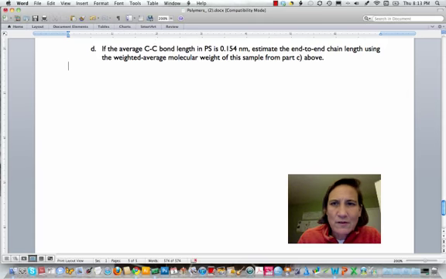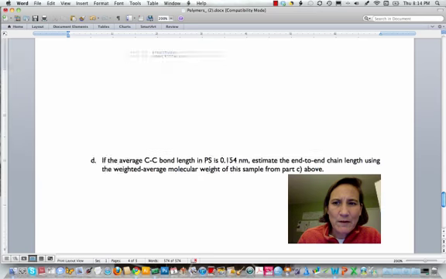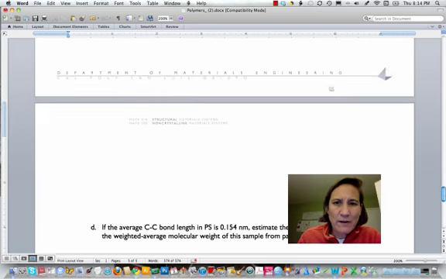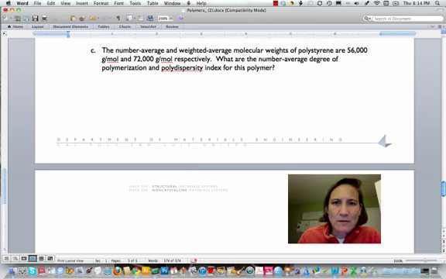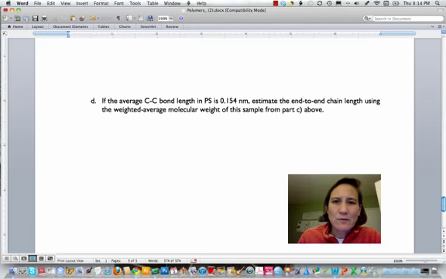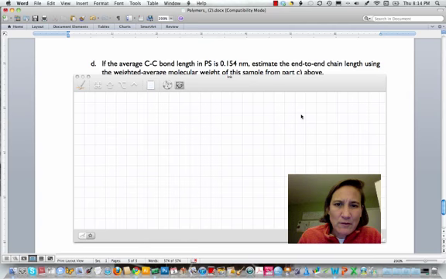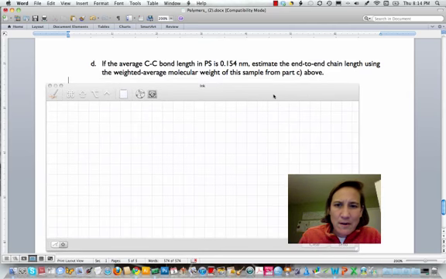Okay, this is 4D, and this problem asks you to estimate the end-to-end chain length given this data from the earlier problem. That the weighted average molecular weight of this sample is 72,000 grams per mole. So let's see. I'm going to pull up a window to do these computations.